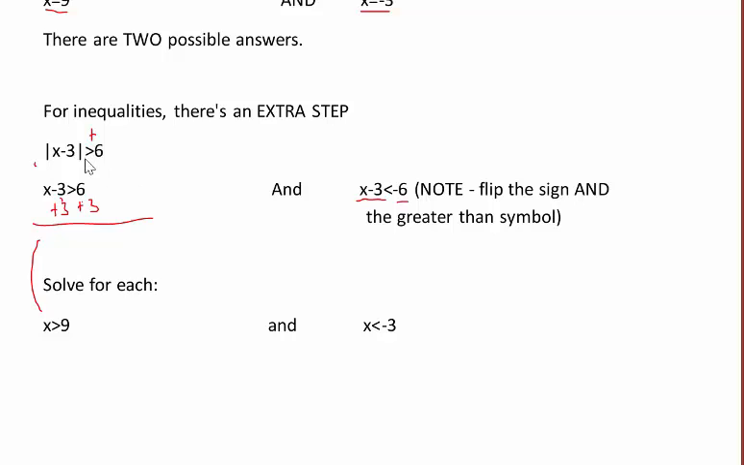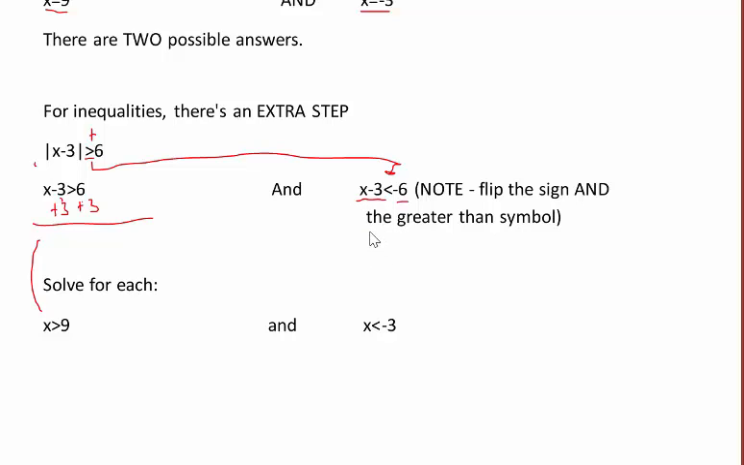Notice that it's greater than here. I need to flip the sign as well. So if it's greater than in this one, it needs to be less than here. Okay, so we've got it set up now. We've got our equation as x minus 3 is less than 6.